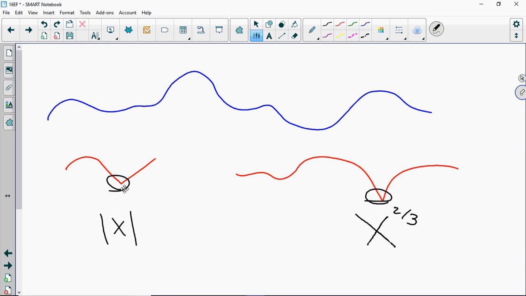It's never going to get, to use a phrase from a previous video, locally linear. You're always going to have that corner or cusp, and you can't have a tangent line at a corner or a cusp, right? There's no, like, where does the tangent line go at that corner? Does it go that way? Does it go that way? Does it go that way? We don't know, so it's not differentiable there, okay?